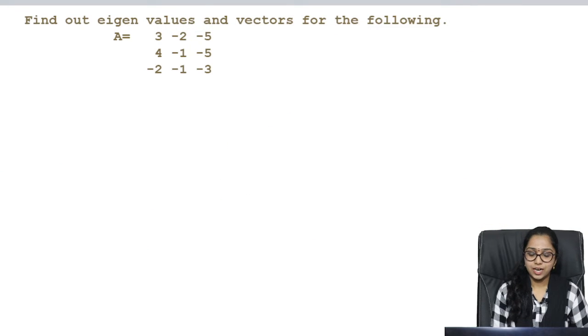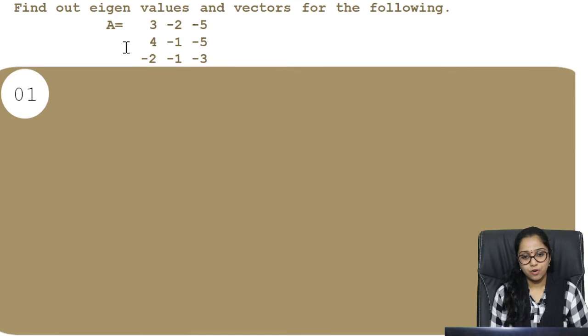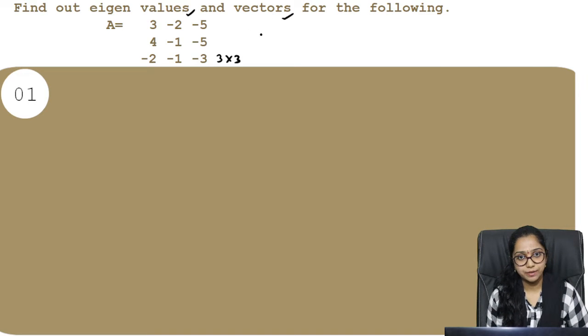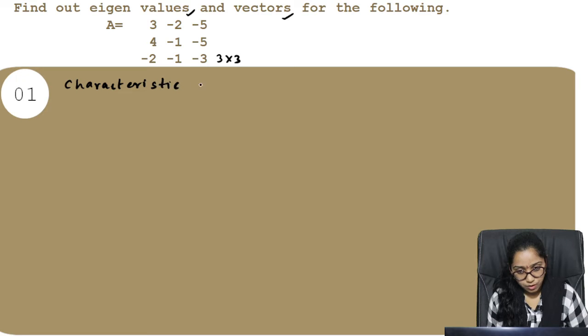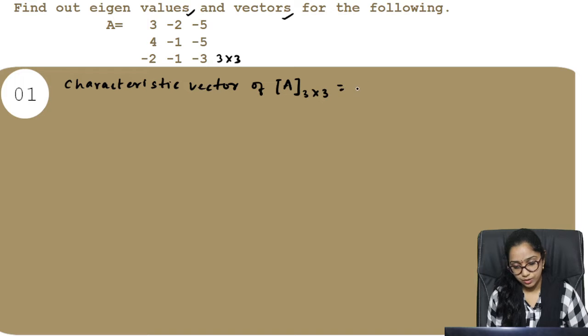Let us find a solution for this particular problem of matrix A, which is of size 3 by 3. We have to find the eigenvalues and eigenvectors of this matrix. To find them, first we have to find the characteristic equation of matrix A, which can be written in the form det(A − λI) equated to 0.